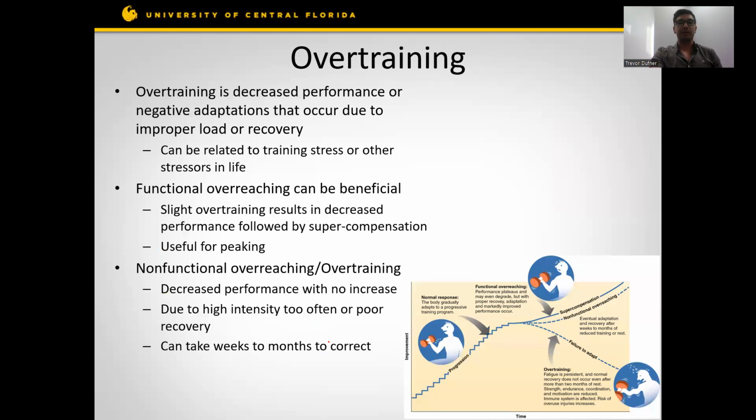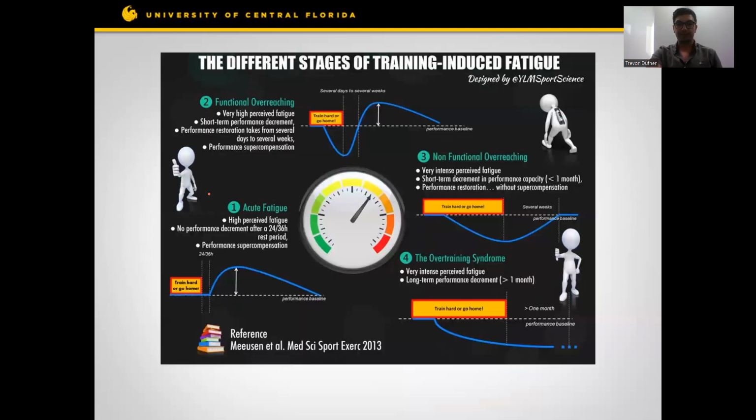So overtraining is decreased performance or negative adaptations that are due to improper load or recovery. It can be related to training stress or other stressors in your life. Functional overreaching can be beneficial. Remember I talked about that. You can have a little bit of overreaching that can be beneficial, but once it becomes too extreme, it becomes detrimental. It's just like anything in your life. If you are lifting a certain weight, that's good for you. But if you lift a weight that's too heavy, it can hurt you. Same idea here. If you are training too often, too intensely, you're not allowing your body to recover. It's going to begin to provide detriment to your performance. And we obviously don't want that in sport.